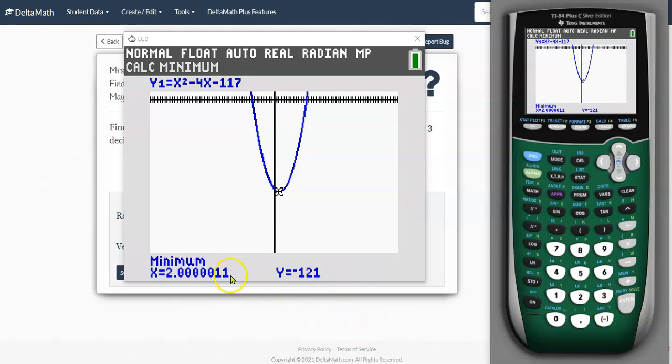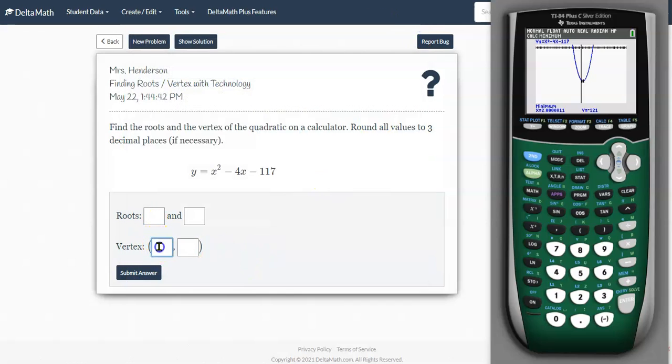And it said round to the nearest 3 places. So that's 2.000. And this one doesn't need to be rounded. Negative 121. So 2.000, and this one was negative 121. All right, now it's time to find the roots. I'm actually going to zoom back in a little. I don't need to see all this business way down here anymore. I just want to concentrate on what's way up there.